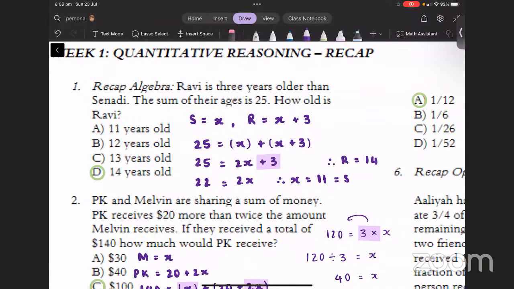All right, so let's start with question number 1. We're going to recap algebra. Ravi is 3 years older than Sanadi. The sum of their ages is 25. How old is Ravi?